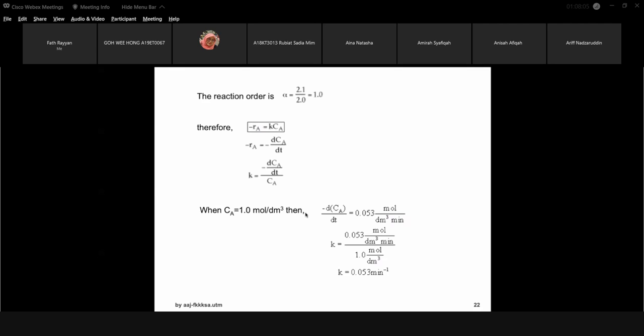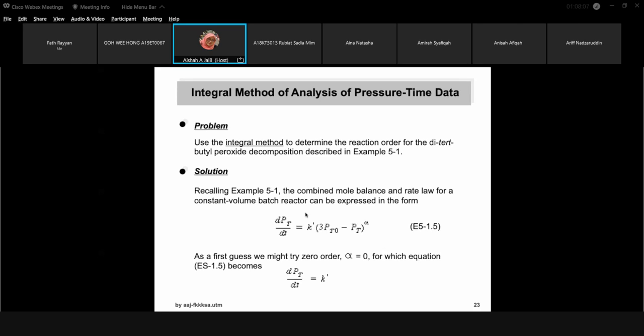If any question, we go next. Integral method of analysis of pressure time data.